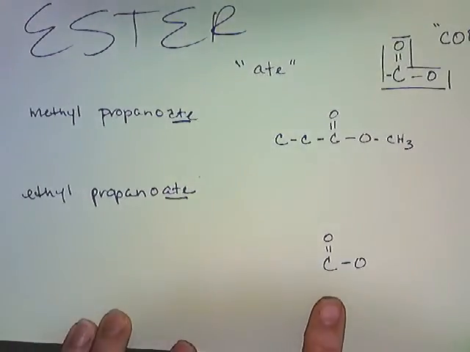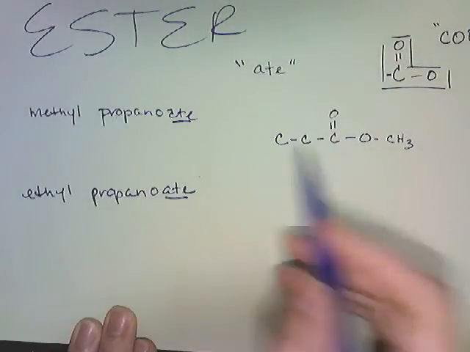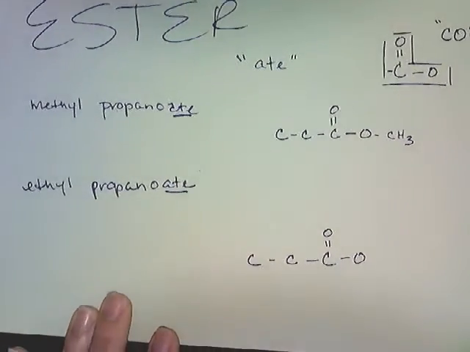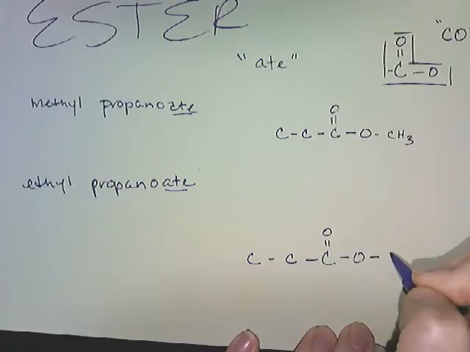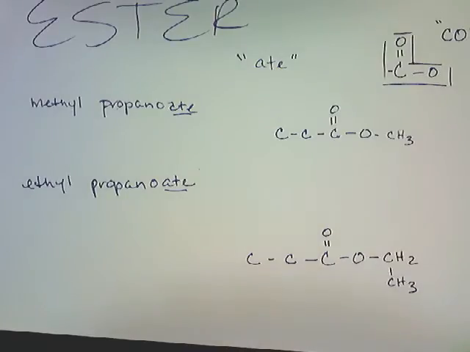For ethyl propanoate, we would still have a chain of 1, 2, 3 C's, but instead of having the methyl group as our alkyl group attached here, we'd have an ethyl group, CH2, CH3. Okay? And that would be our ethyl group.